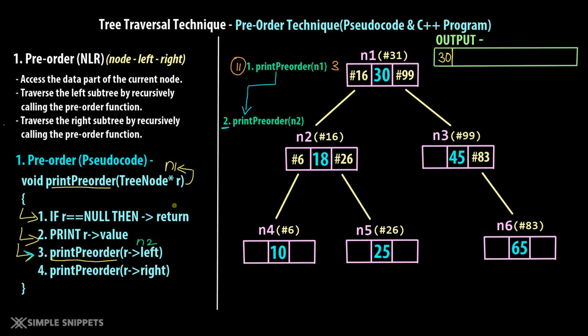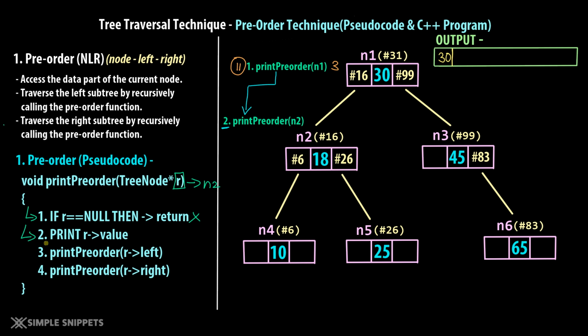Now when you give a second print preorder call, we are passing n2. Again, these 4 steps, that is this entire function, will be started from the very first step. So let's do that. This time the r is going to be n2. Let's write n2 over here. Again, coming to step number 1, if r equal to null, then return. Is r null? No. R is currently pointing to n2 and n2 is existing in the memory. It is not null. So this step will not be true. We will not return. We will continue.